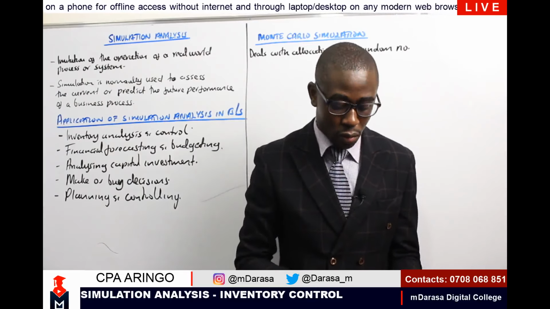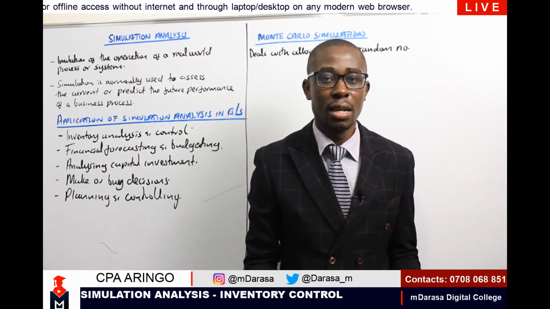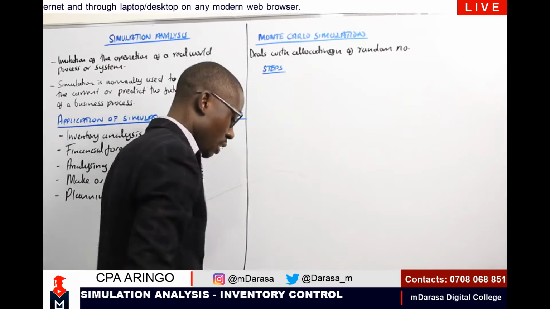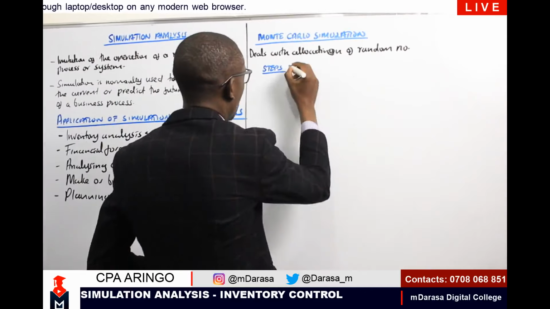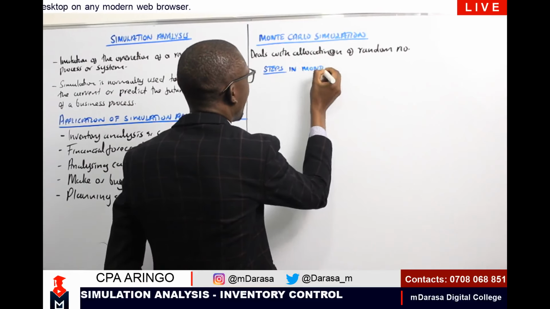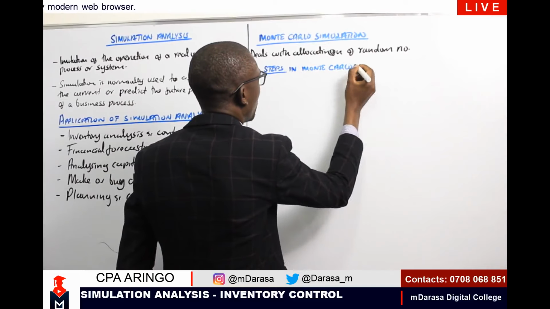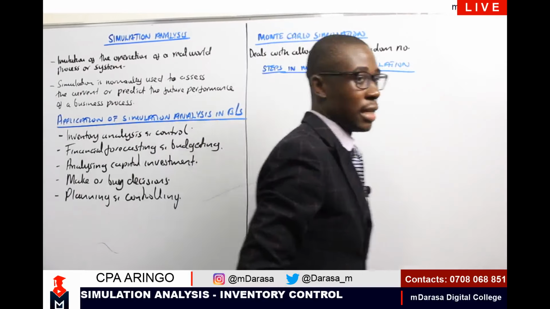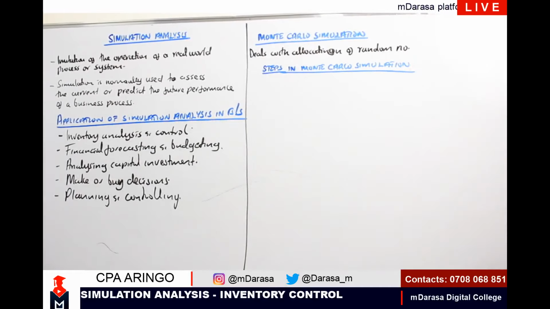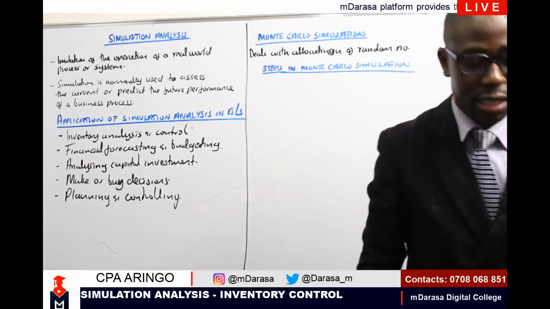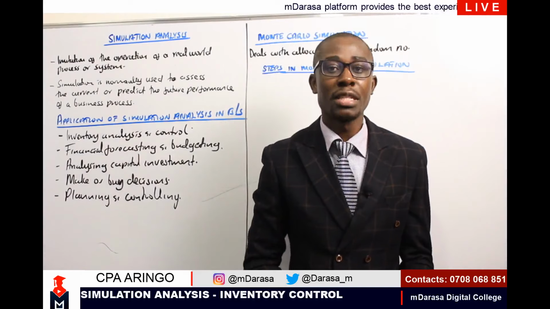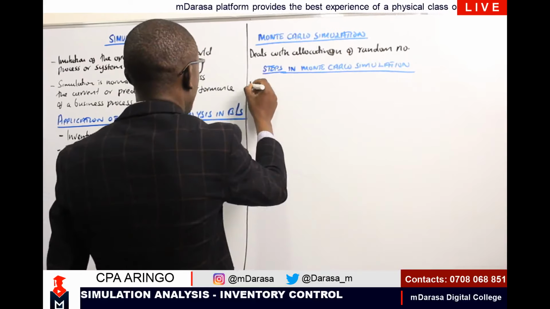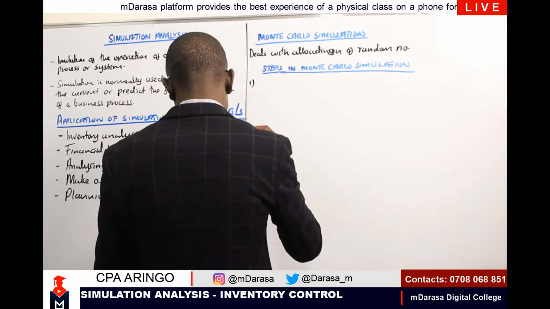Now, what are some of the steps that you must always consider when you are talking of Monte Carlo simulation? Steps that you must always have in mind, you'll find that they are always very common anytime you're looking at simulation. Looking at these steps of Monte Carlo simulation, my good students, number one step that you must always have is to set up a probability distribution.